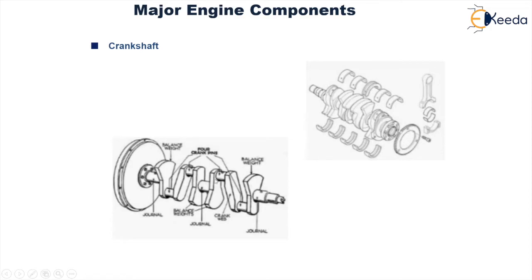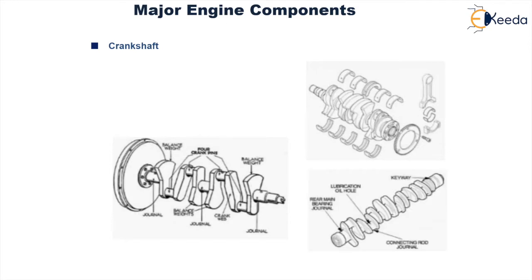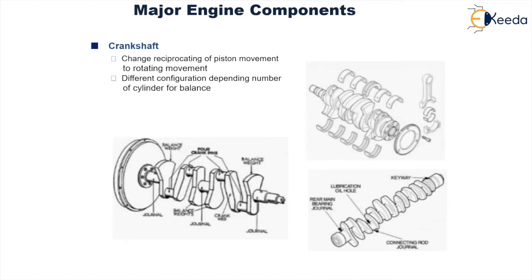These are the four crank pins over here, one, two, three, four. This is the journal in between. Also, there are certain very small holes present on this journal and the crank pins, so that a passage for lubricating oil is provided. It changes the reciprocatory motion of the piston into rotary movement. Different configurations depend upon the number of cylinders.